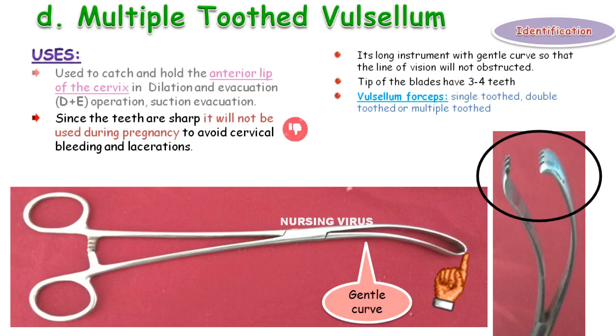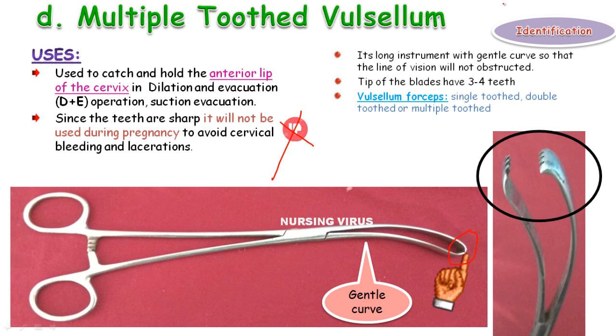Here the main uses of the multiple toothed vulsellum are to catch and hold the anterior lip of the cervix in case of dilatation and evacuation operation and suction evacuation. And the main contraindication: you cannot use this instrument during pregnancy, to avoid cervical bleeding and laceration. Hence, the instrument having sharp teeth, we cannot use this one.